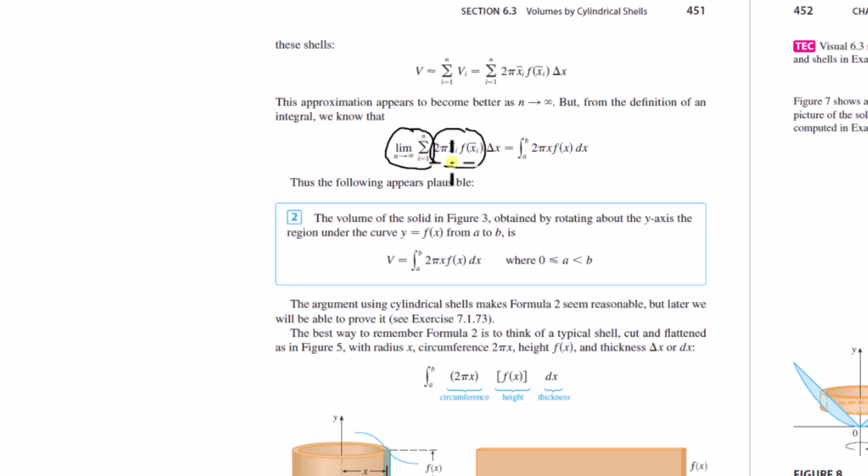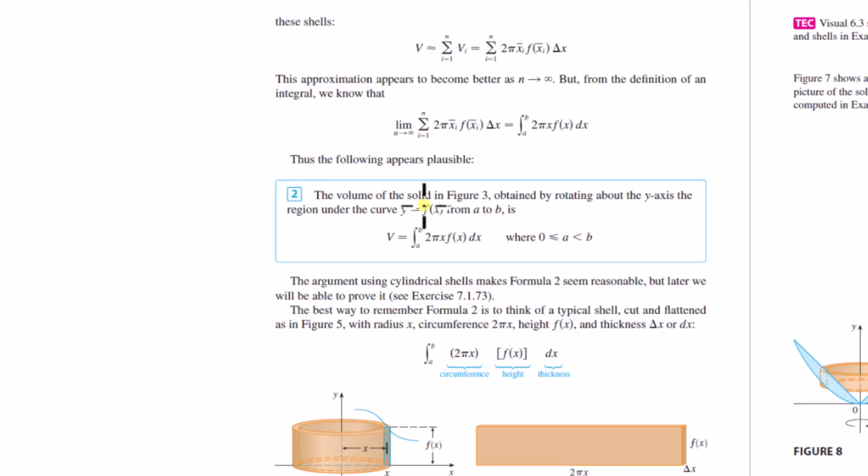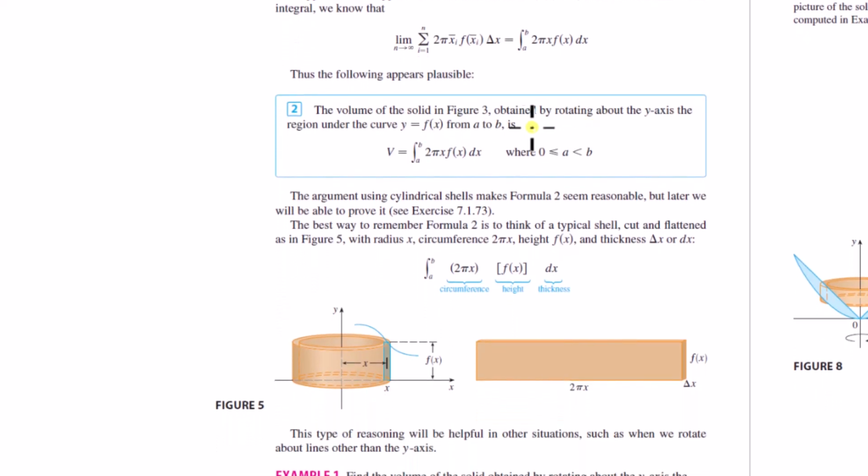So you just put the function: 2 pi x f of x, and as n goes to infinity, delta x gets infinitesimally small, so we write that as dx. And there's the volume of a solid of revolution. The volume of a solid obtained by rotating about, they say, the y-axis here, but obviously you could rotate about any axis, the region bound by some curve from a to b, is this.